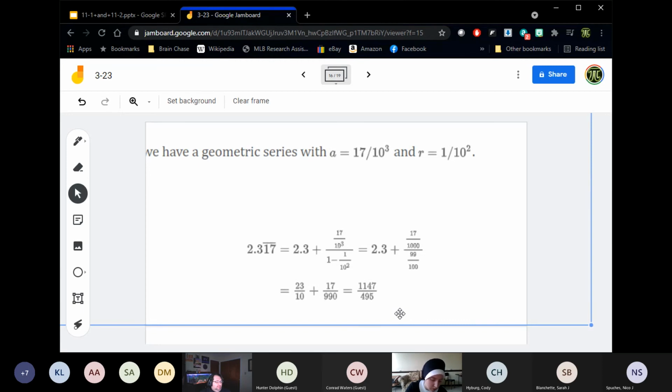So that's one use case for series and things to figure it out.